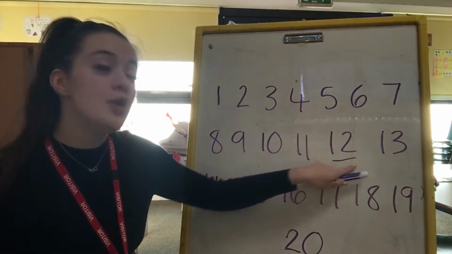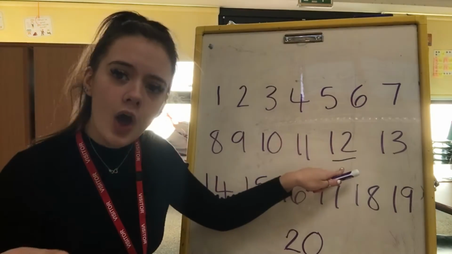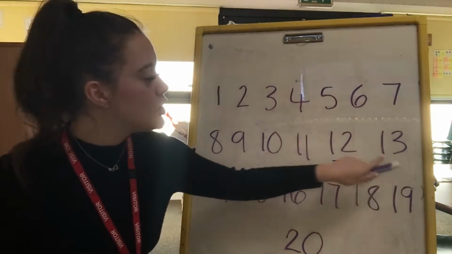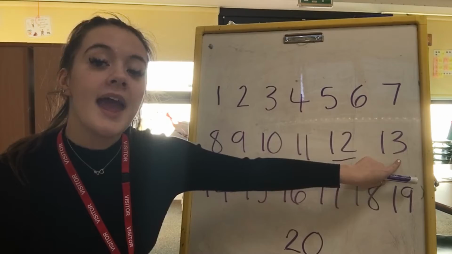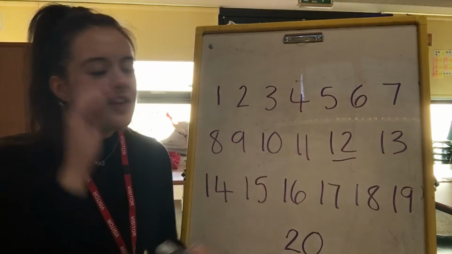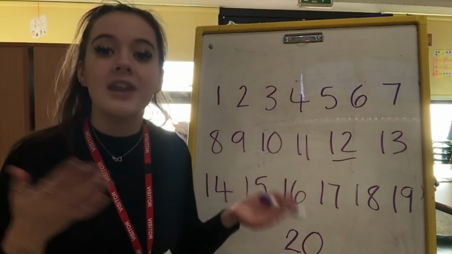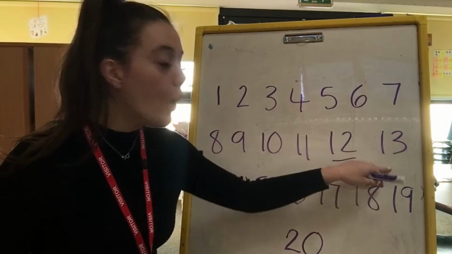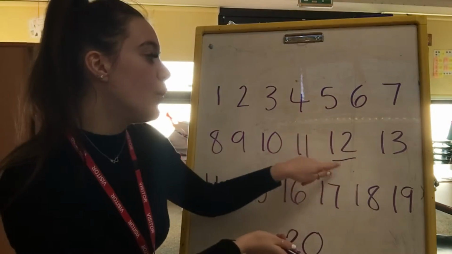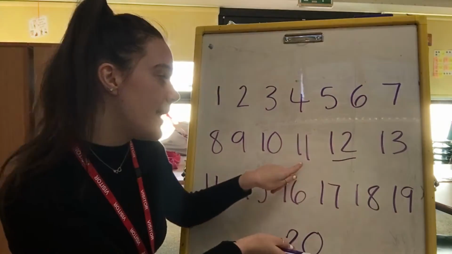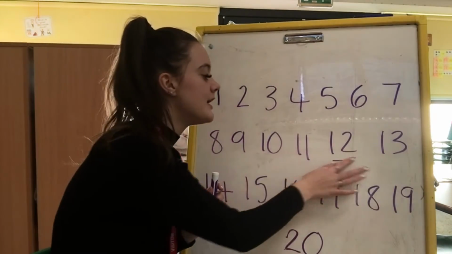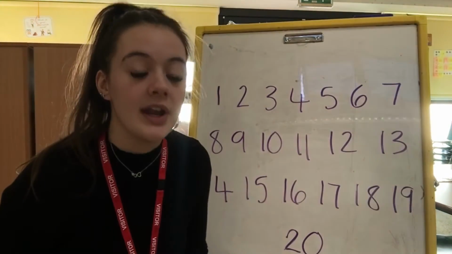So if I have the number 12 and I said, children at home, what is one more than 12? We would go up, wouldn't we? So one more than 12 would be 13. Well done. What if I said, what is one less than 12? Because if one more means it gets bigger, then one less means it gets smaller. So one less than 12 would be 11, wouldn't it? Well done.